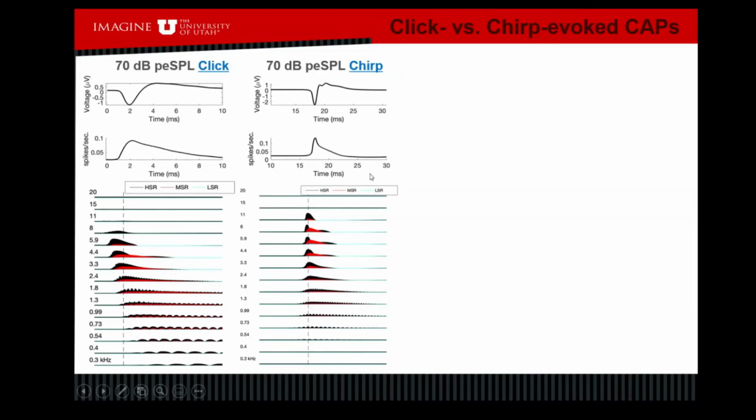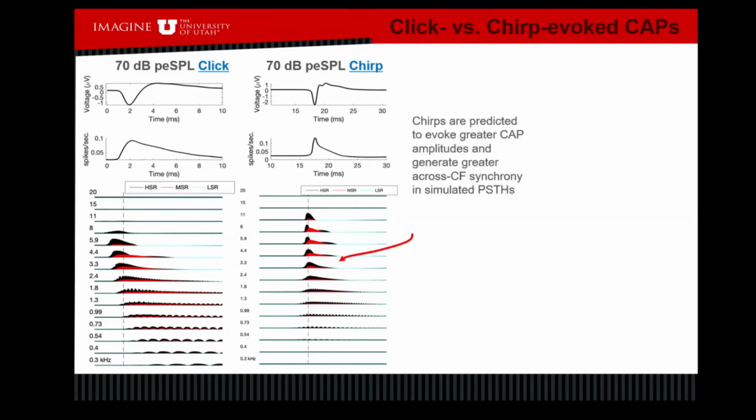The plots in the middle are the population peristimulus time histograms, which are obtained simply by summing up individual peristimulus time histograms across 221 CFs. And on the top panel, we have the predicted CAP. Consistent with our expectation, the chirp compared to the click results in a greater synchrony of neural firing, which leads to a larger and sharper amplitude in the predicted CAP.